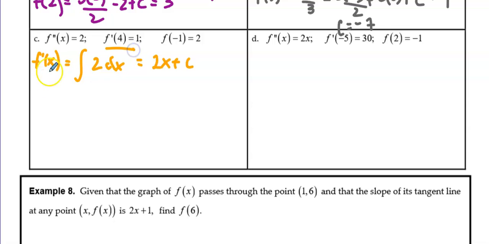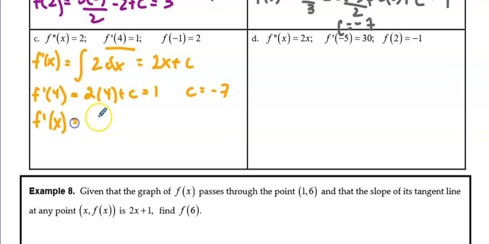Well, that's why we're given this first condition. We're given that f prime of 4 is equal to 2 times 4 plus c. That's equal to 1. So c in this case is going to be equal to negative 7, right? So it's going to be 8 plus c equals 1, so c is negative 7. So f prime of x is going to be equal to 2x minus 7.